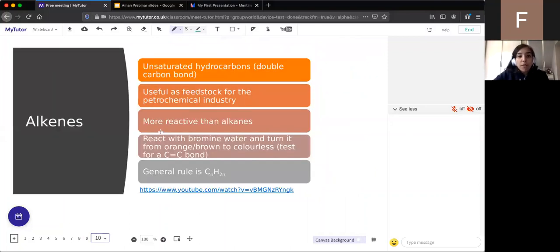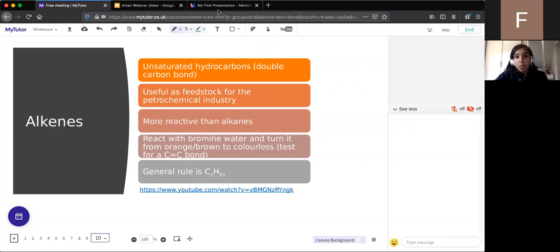Okay, so the final thing we're going to look at today then is alkenes themselves. So we've said they're unsaturated. They've got that double carbon bond. We've said that they're useful as feedstock for the petrochemical industry. Remember, feedstock means that they are raw materials that are used for the petrochemical industry. They are technically produced from crude oil, so they are non-renewable. They tend to be more reactive than alkanes.